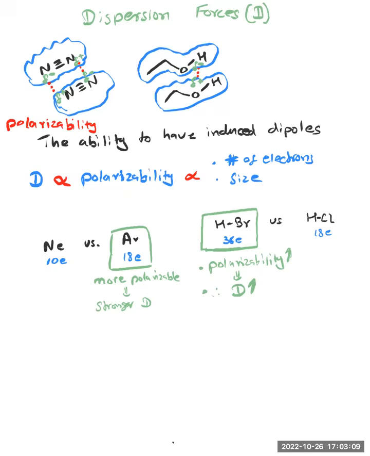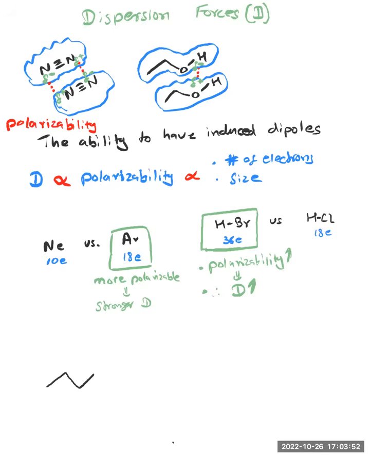The idea is, again, the higher the number of electrons, the greater the polarizability, the stronger the dispersion forces. Now, there's one other factor that affects the strength of dispersion forces, and that has to do with the surface area of contact. Let's consider two molecules. Let's consider butane. Here's the line structure of butane. We have 4 carbon atoms, and then 10 hydrogen atoms.